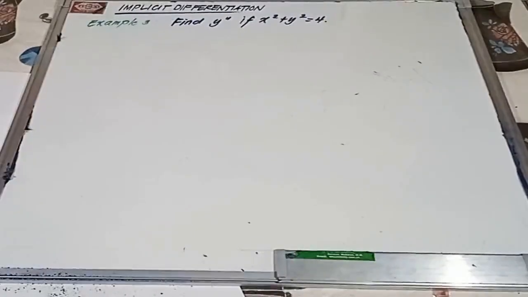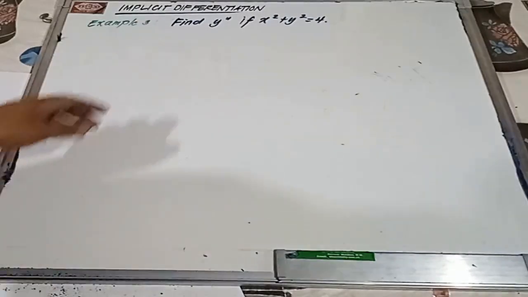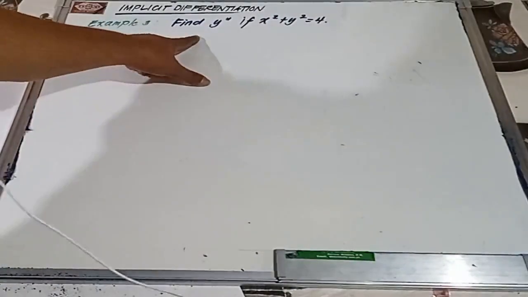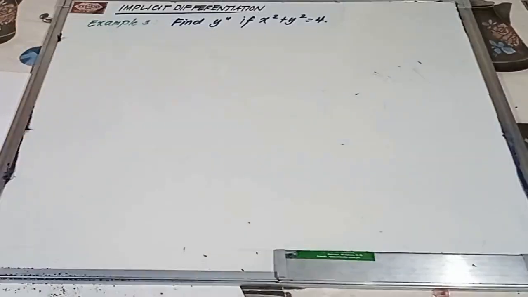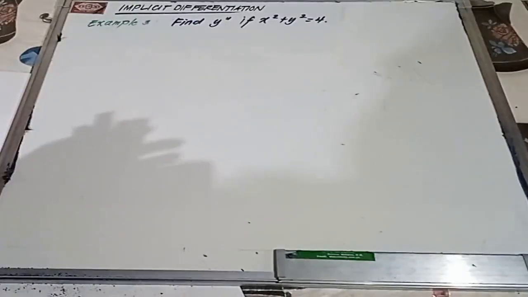So, ito yung aking third example sa tawag nating implicit differentiation. It says, find the second derivative of y if x squared plus y squared equals 4. So, ang kukunin natin ay second derivative. But before we can get the second derivative of the function, kunin muna natin yung first derivative.